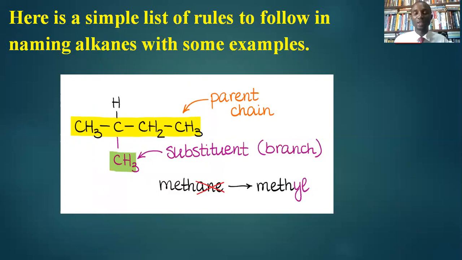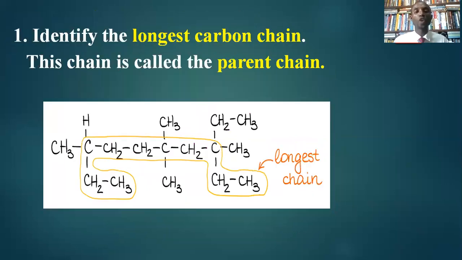Now let's take the rules. Number 1 rule: identify the longest carbon chain in any structure given to you. That particular longest chain, we call the parent chain. Now, let's take this particular compound as an example. Look at how the structure is. Look at how I enclosed the longest chain.